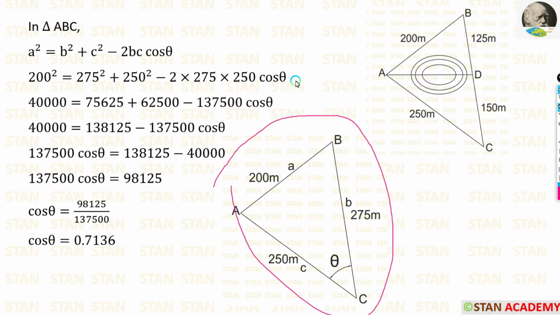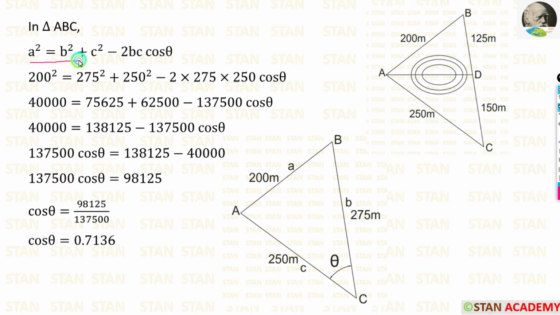In this triangle ABC, I am going to apply the cosine rule. You can see the cosine rule here. a square is equal to b square plus c square minus 2bc cos theta. When we apply the values in the cosine rule, we have to be very careful. a must be fixed opposite to the angle theta. b and c can be made on this line or on this line, it does not matter. a must be fixed on the line opposite to the angle theta.